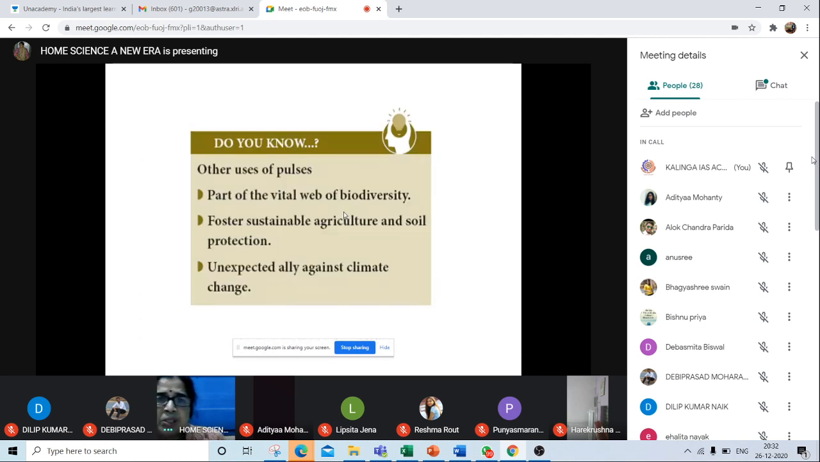So other uses of the pulses, that is part of the vital web of biodiversity, foster sustainable agriculture and soil protection, and protect against climate change.